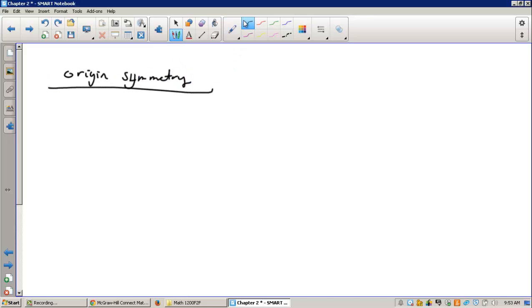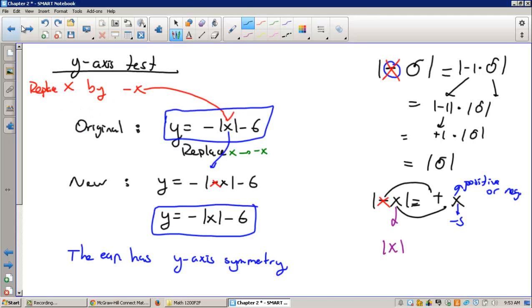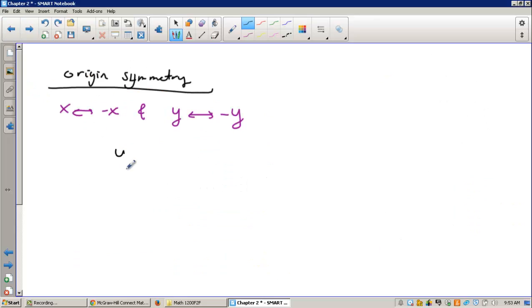And how do we do this? We not only replace x values by negative x, but also we replace y by negative y in the equation y equals negative absolute x minus 6. I replace x values. This is coming and replacing x, and also this is coming in and replacing y. Let's see what we get.